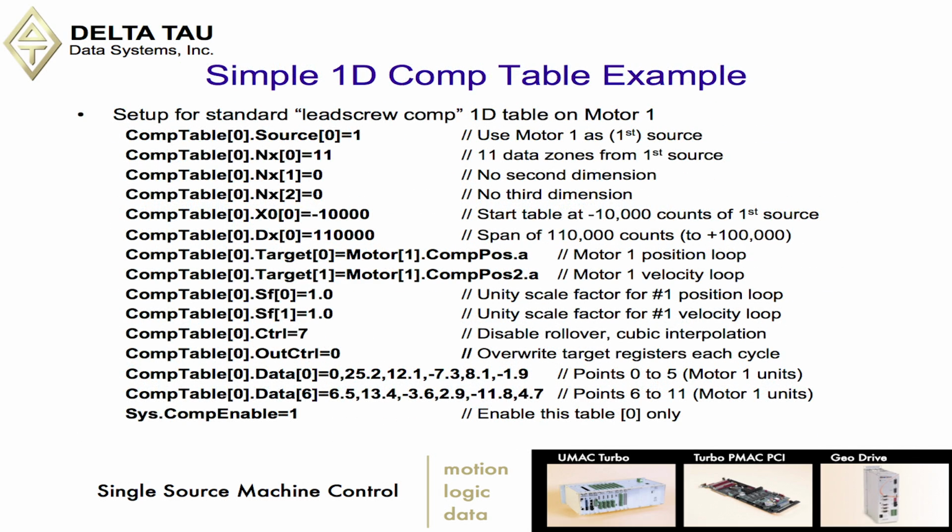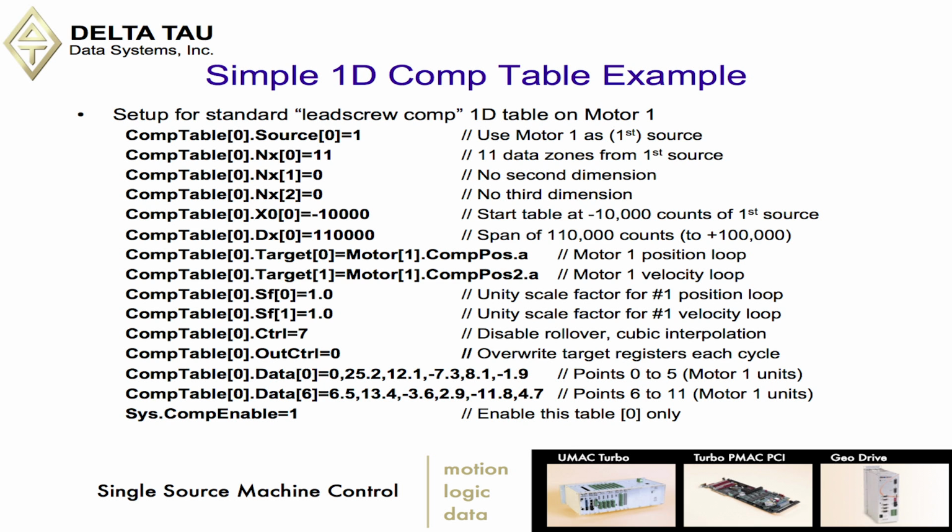So here's an example. I think this gives you an excellent idea of how we put together a compensation table. We can see here we're at compensation table 0, source 0. So motor 1 is the source. This is a one-dimensional table. And then we tell the number of zones, comp table 0.nx is the structure name. And it's 0 because, remember, again, it's a one-dimensional table.